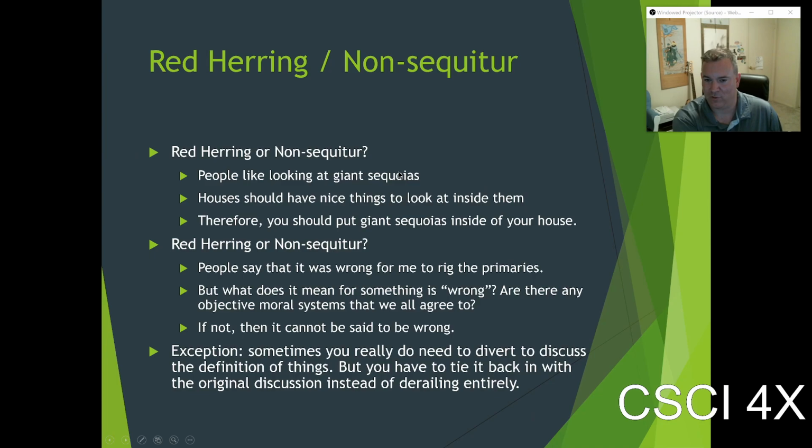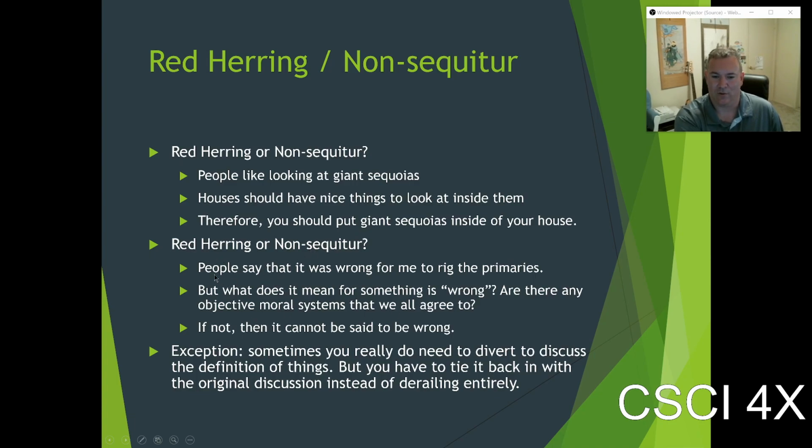Okay. Red herring or non sequitur. People like looking at giant sequoias. Houses should have nice things to look at inside of them. Therefore, you should put giant sequoias inside of your house. What? People like looking at giant sequoias. True. Houses should have nice things to look at inside of them. Also true, I'd say. Therefore, you should put giant sequoias inside of your house. Not true. Like you don't put ice cream on pizza even though you like them both. Exactly, yeah. So you're right. I think this is a non sequitur. I don't think it's a red herring. It doesn't seem deliberate to me.